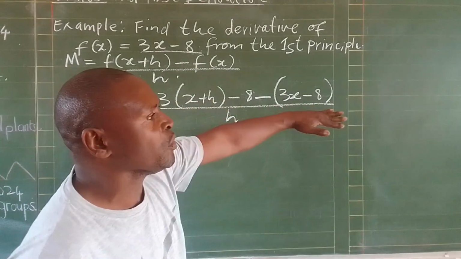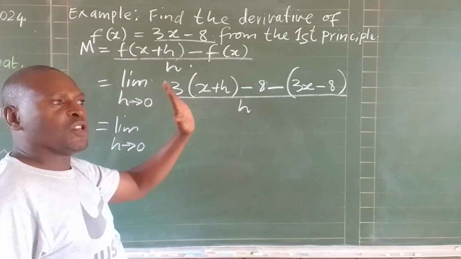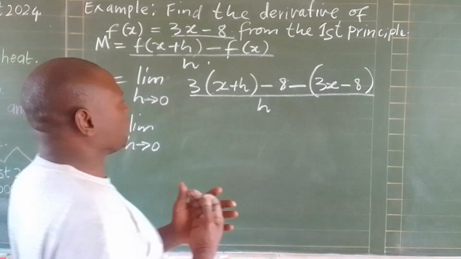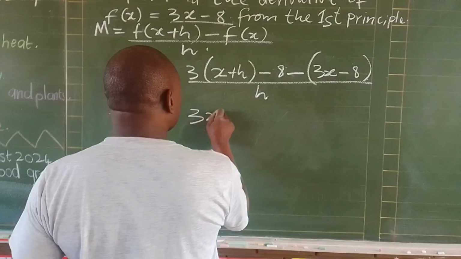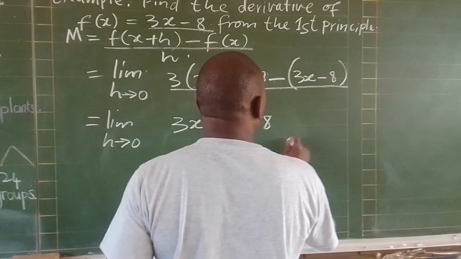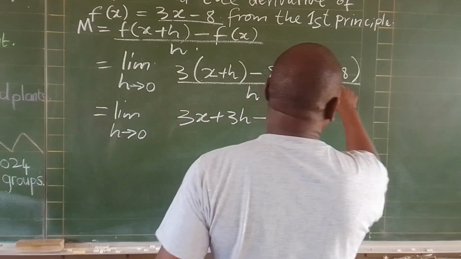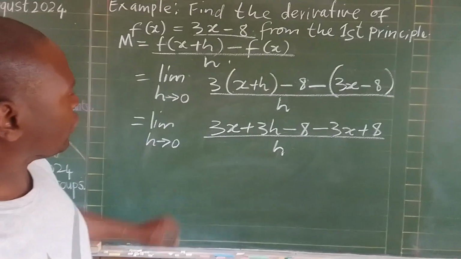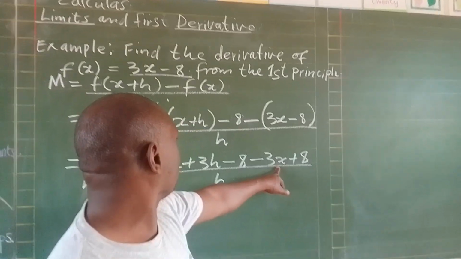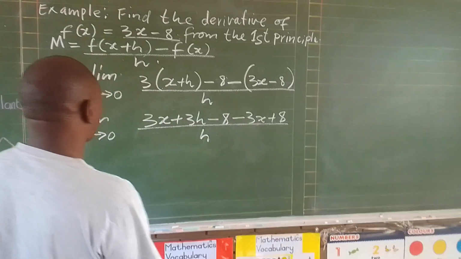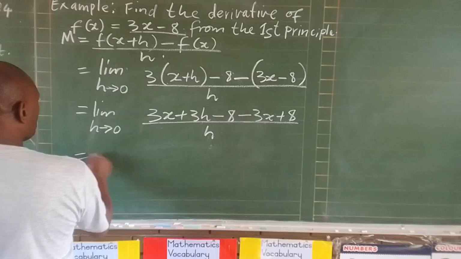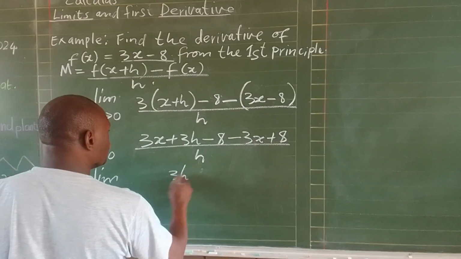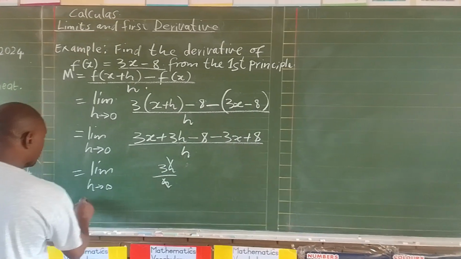Now you distribute your 3 here to see what happens in your equation so that you can see which factors affect one another. There are like terms that you need to add and there are like terms that need to be cancelled. It's 3x plus 3h minus 8 minus 3x, negative and negative is positive 8, all divided by h. Now, your 3x and minus 3x cancel one another, your minus 8 and your 8 cancel. You are left with 3h over h, the limit as h approaches 0. The h cancel one another, you are left with 3.